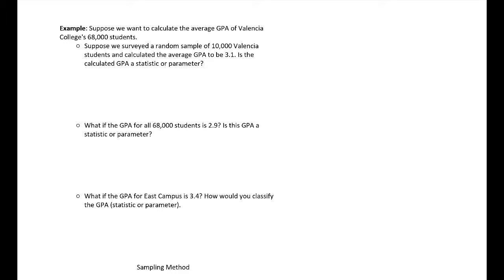Well, you have to go back and understand, what is that GPA describing? That GPA is describing the 10,000 Valencia College students, which is a sample. Therefore, that 3.1, that GPA, is a statistic. As I said, I'll just write stat for short. So because we were dealing with the sample there, that's why we have a statistic for the 3.1.